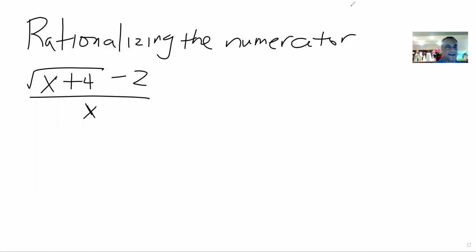So you're going to see a technique called rationalizing the numerator. And this is designed for one purpose, because too many times you have to plug zero into this expression. And right now, the way it's currently written, plugging in zero would give you a zero in the denominator, which is not a good situation. But you can rewrite this expression to where you can plug in zero.